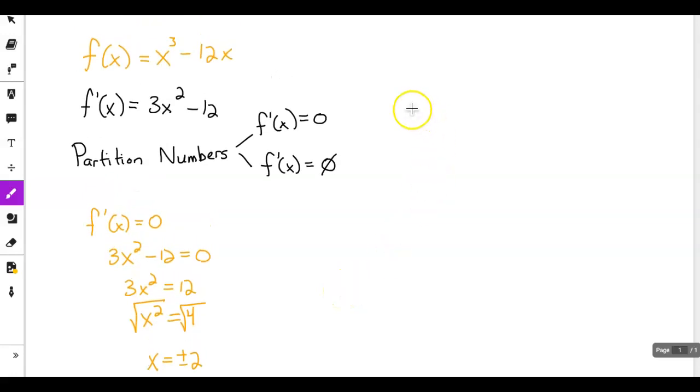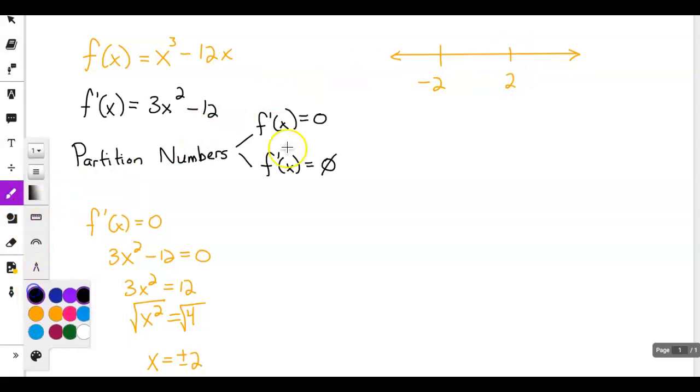So we're going to go ahead and make a number line for our derivative. And we're going to put our two partition numbers on there. Both of these partition numbers make my derivative 0, so I'm going to put a 0 above them. And I'm going to label my number line that it's the derivative, because if we ever come back to school from the snow, we'll be learning about the second derivative test, and then we'll have to label this the second derivative.